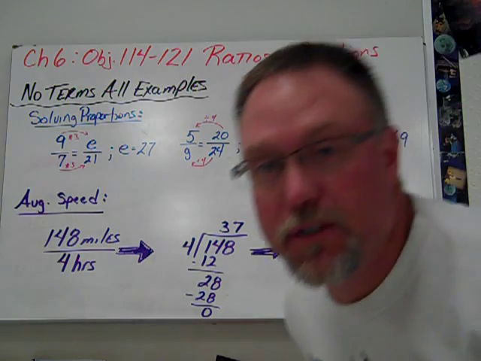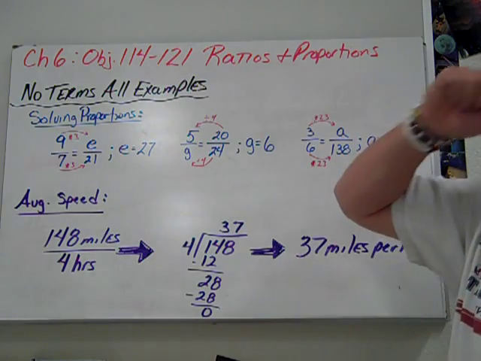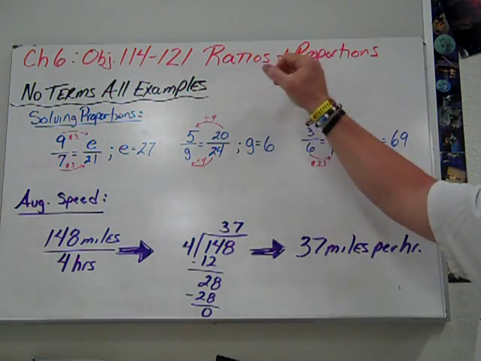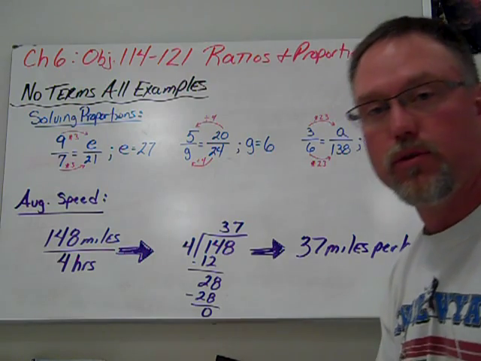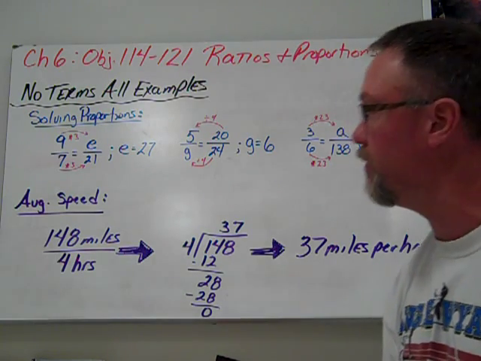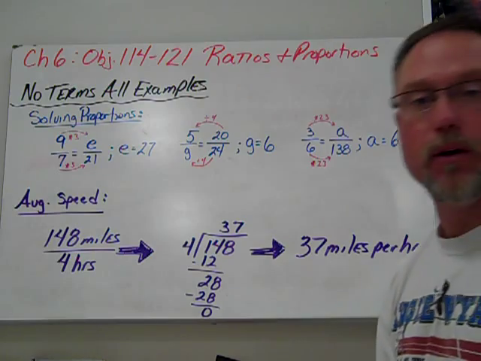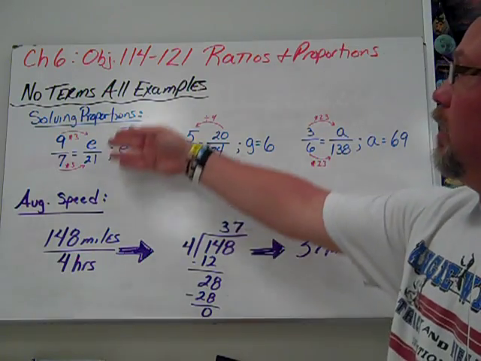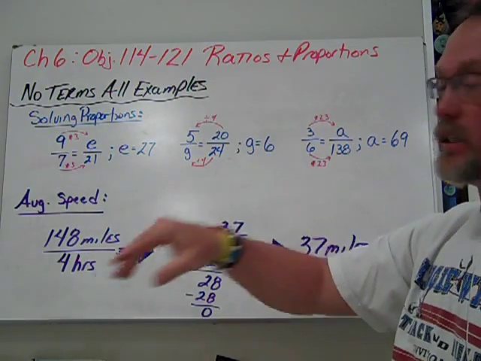Alright, next section of Chapter 6. We're going to start with Objectives 114 to 121, Ratios and Proportions. So we're going to continue and add on a little bit more to this, so a lot of this may be a repeat and look similar. There are no terms for this section, just all examples.